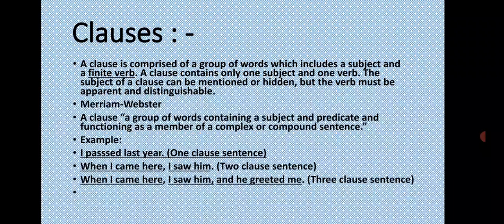When I came here, I saw him. In this sentence, you will find two subjects and two predicates with two complete meanings. That's why it is a two clause sentence. When I came here, I saw him and he greeted me. In this sentence, you will find three subjects, three verbs, and three complete meaningful sentences. That's why it is a three clause sentence.